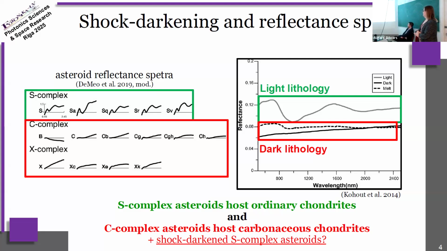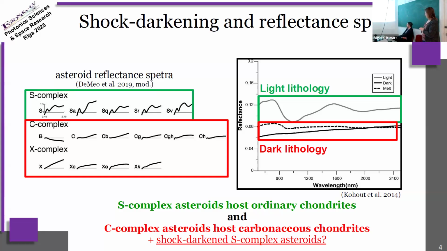The S-complex asteroids usually are considered to be the rocky type asteroids, meaning that they are mostly rich in silicates, and they are mostly composed of these ordinary chondrites, like with olivine, pyroxenes, plagioclase, and alloys, and iron sulfides. Then we have the carbonaceous C-complex asteroids, and these ones mainly host carbonaceous chondrites. When you take an ordinary chondrite in one hand and a carbonaceous chondrite in the other hand, most of the time, the carbonaceous chondrite will be dark. Not always, but it will be dark compared to the ordinary chondrite, which will be light. And it is reflected in these reflectance spectra.